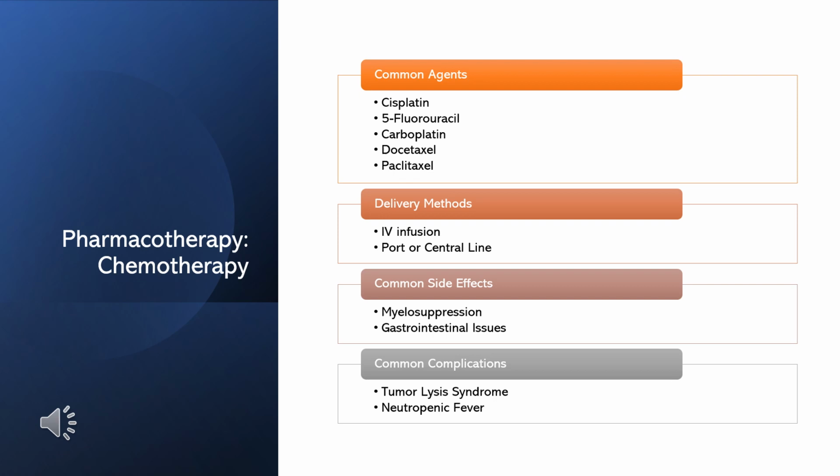So our role is to have a detailed knowledge of mechanisms, side effects, and interactions. So please go back and do a med card for each of these medications. We need to be ready for pre-medications and adverse effect management.